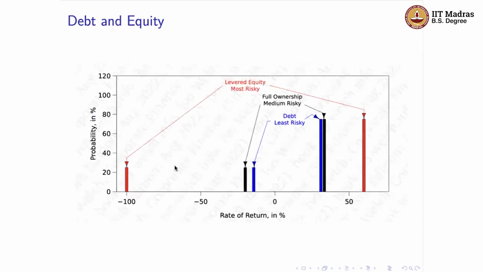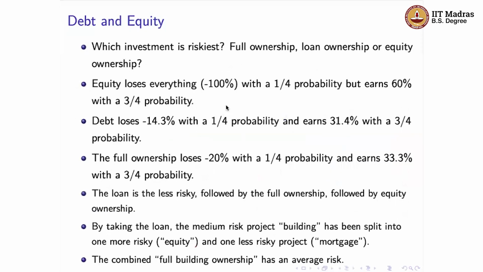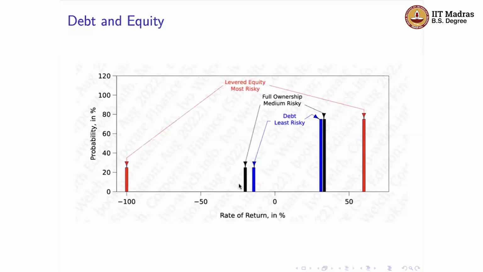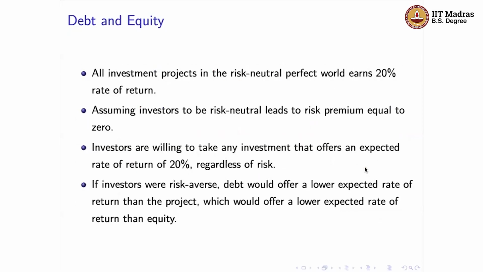You can also represent the same thing through this diagram. So this is basically looking at what are the rates of return of these three different projects, right? And all of the three different ones have the same expected rate of return, right? So 20%. So they are centered at the same value. However, debt has basically the least spread, right? So this is just plotting this minus 14.3 and 31.4 here. We have got full ownership having a medium risk, and the highest spread is coming from this equity, right? Which is therefore the most risky thing, right?